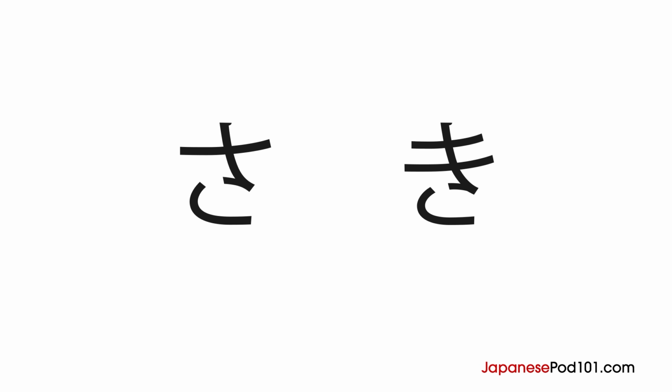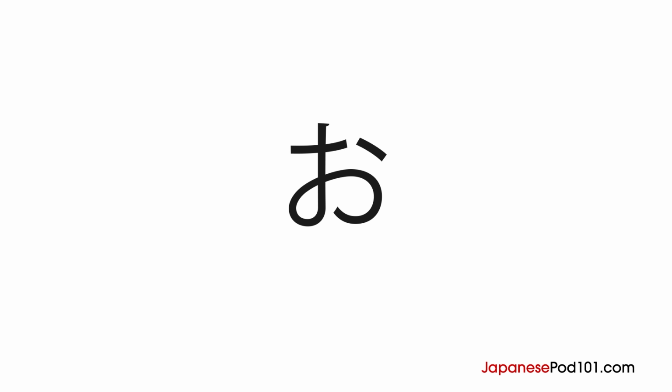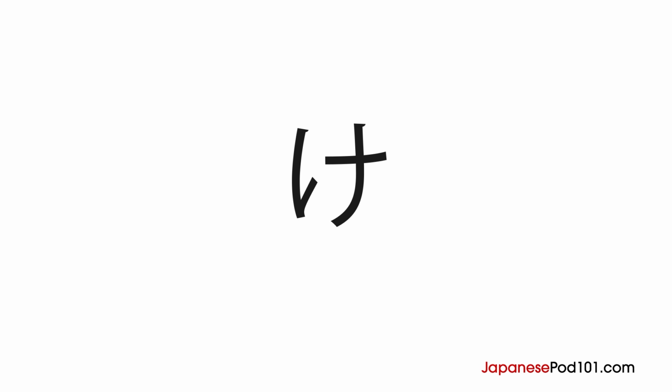Se. Which one is the hiragana sa? It's this one with one less horizontal line. Zu. The word zu actually means diagram. Did you remember this one? It's o. This one is ke.